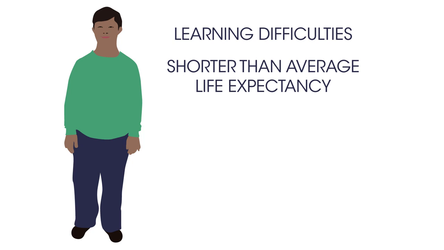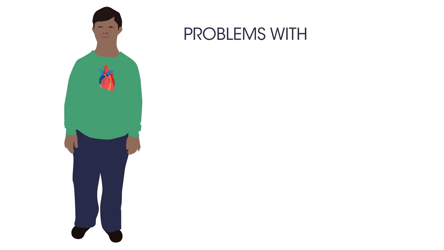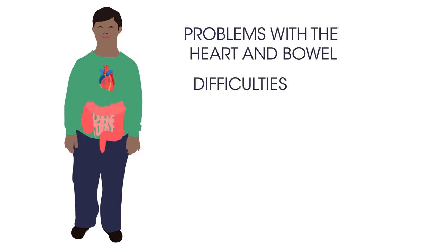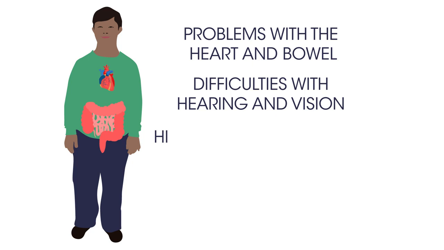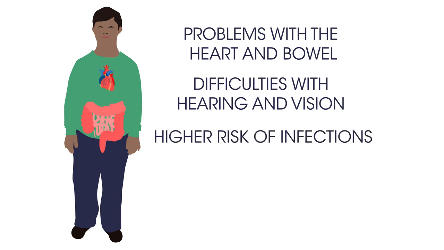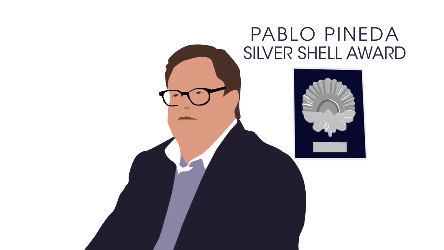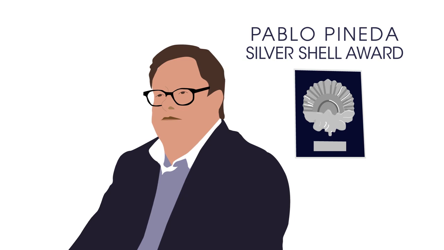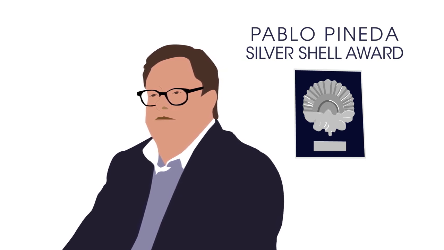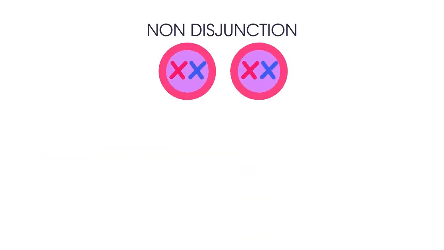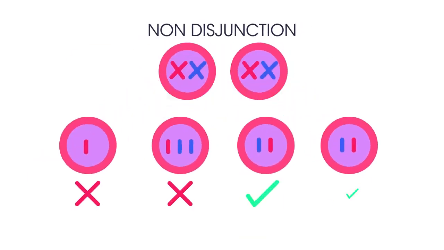People with Down syndrome may have a lower than average IQ and a shorter than average life expectancy. Some conditions more common in people with Down syndrome include problems with the heart and bowel, difficulties with hearing and vision, and a higher risk of infections. However, everybody who has Down syndrome may be affected in different ways. Pablo Pineda, for example, a Spanish actor who won a Silver Shell Award in the San Sebastian Film Festival, was also the first person with Down syndrome in Europe to get a university degree. He now has 2.